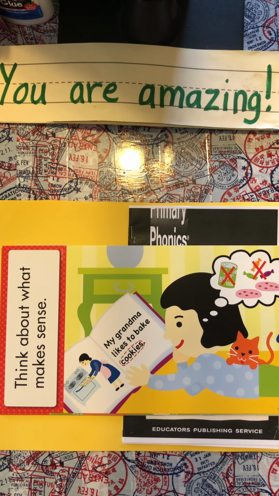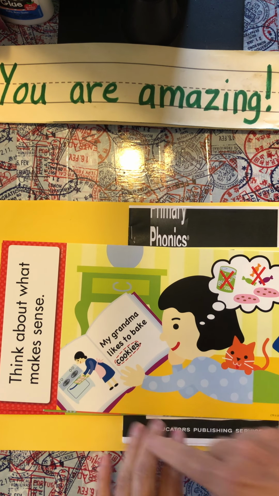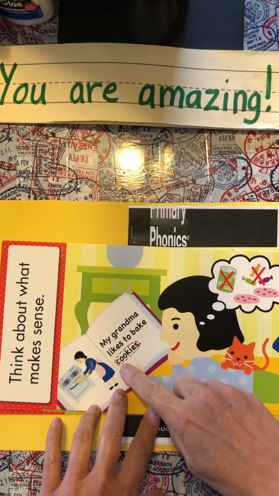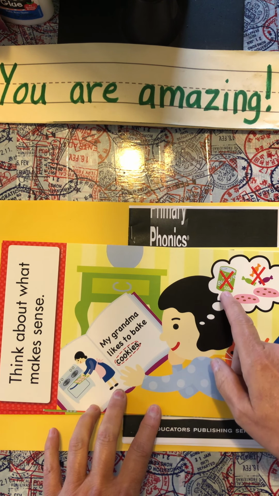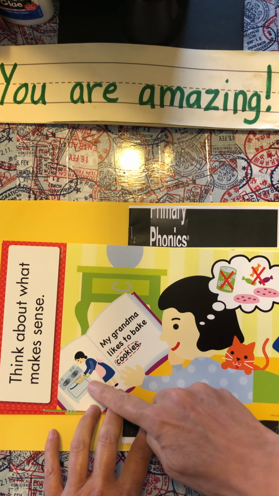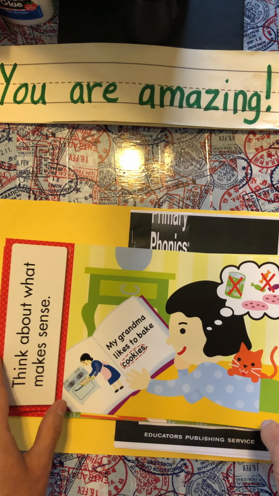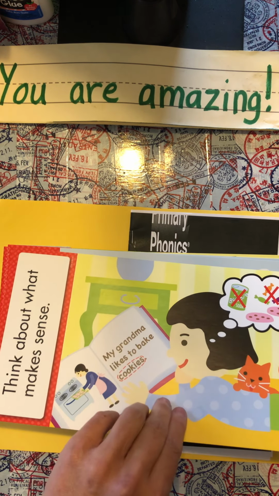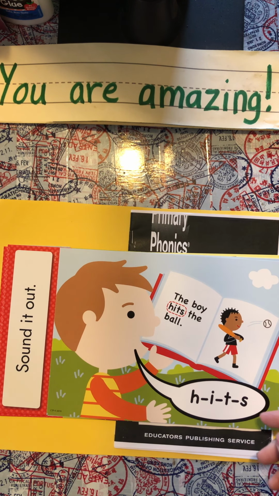Think about what makes sense. My grandma likes to bake. What would make sense? What is that? Is she going to bake soda or candy? What is the picture of? Cookies. Okay. So if it doesn't make sense to you, then you know there's something wrong there, right?